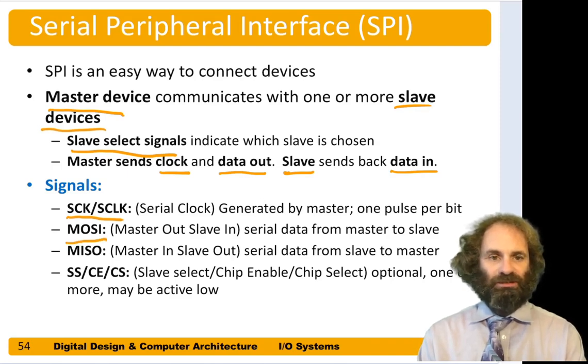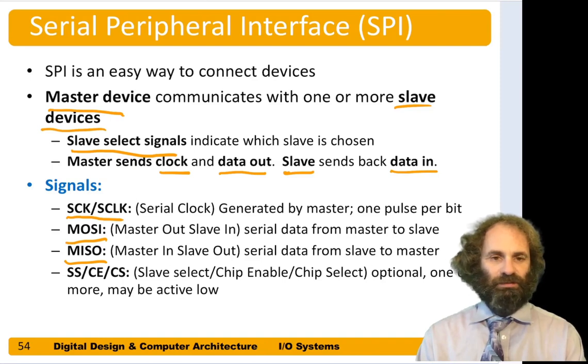MOSI, master out slave in, is the serial data coming from the master to the slave. And I really like this name because it's completely unambiguous which is which. For something like transmit data, is that with respect to the master or is it with respect to the slave? Then MISO, master in slave out, is the data coming back from the slave to the master.